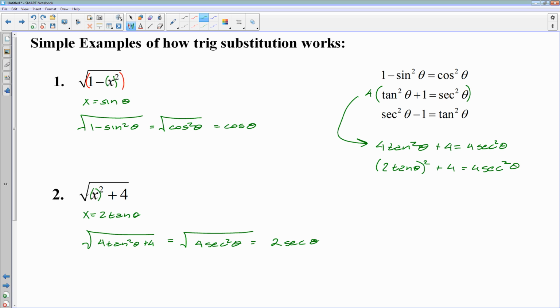So I've turned my square root of x squared plus 4 into a 2 secant theta, which hopefully is going to be friendlier when it comes time to doing antiderivatives. So that's the brains behind trig substitution.